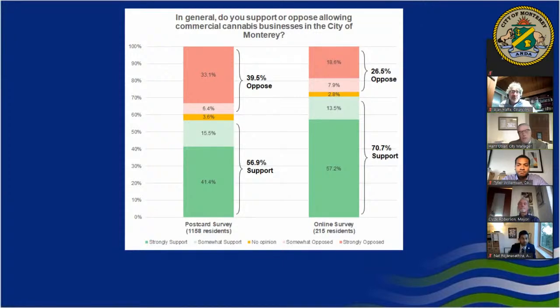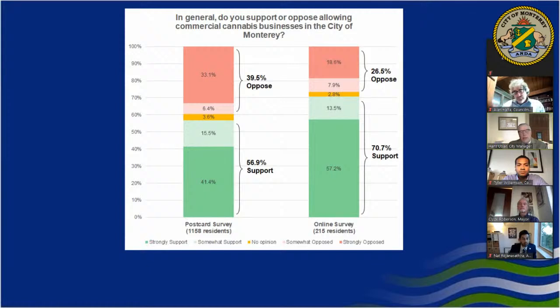And to Councilmember Williamson's question, in a postcard there is only so much infrastructure to ask questions, but we can run crosstabs on the online survey where we can identify who is a homeowner and who is a renter. But again, the number is 215.